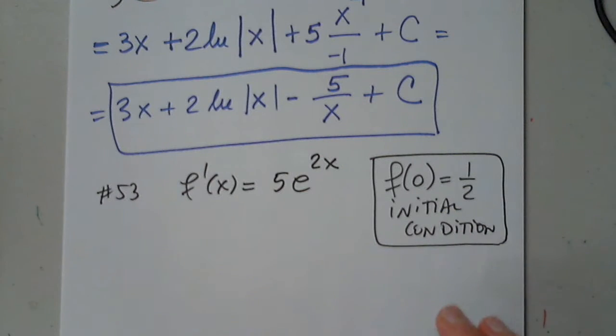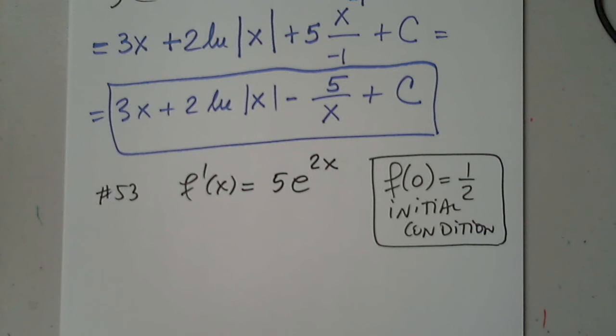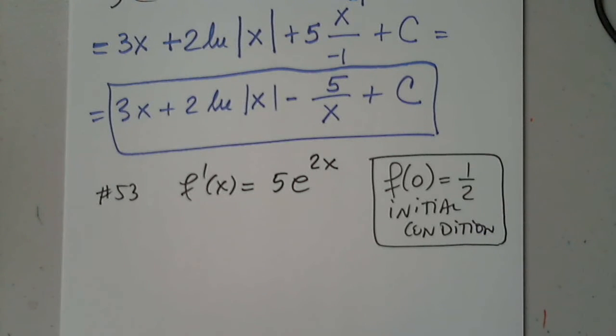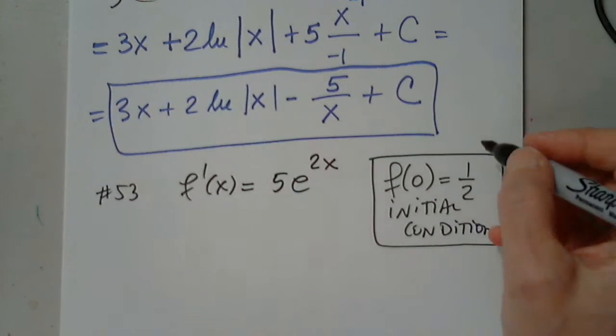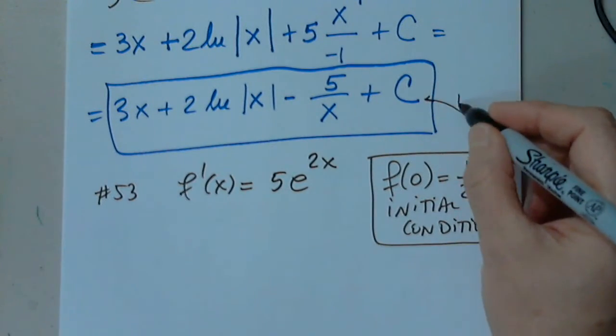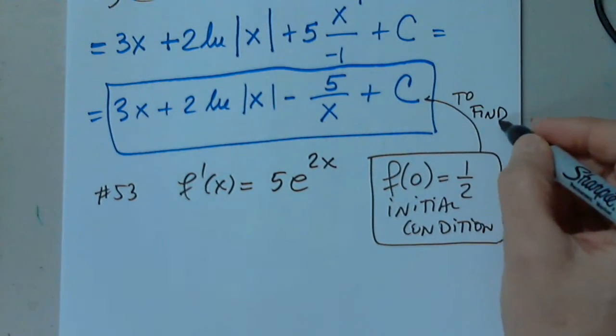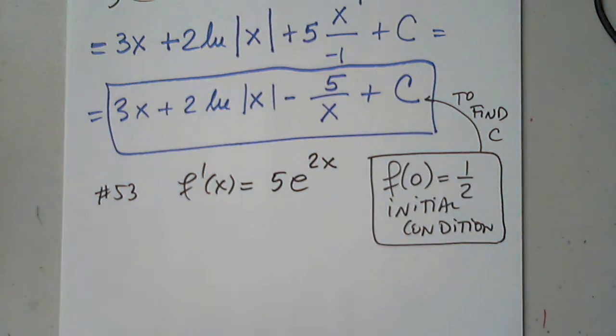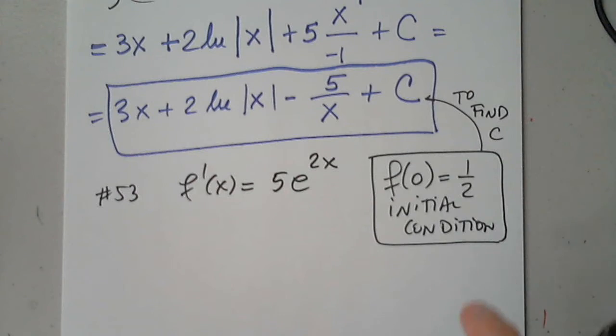Why do you think this condition is given here? Anyone? Give it a try. Why am I given this? To find C. And if I find C, I have a unique function, just one function that fulfills this condition. That's why the condition is there.